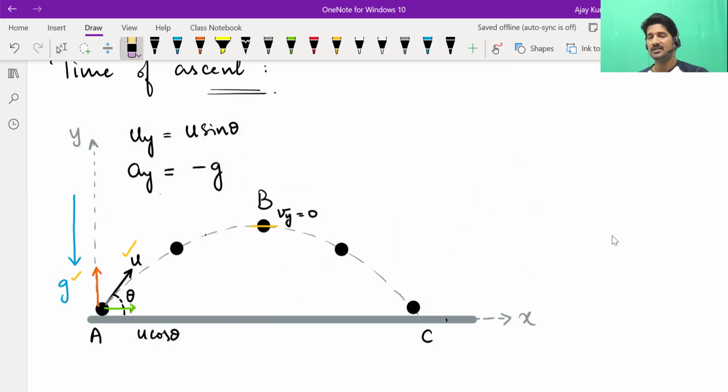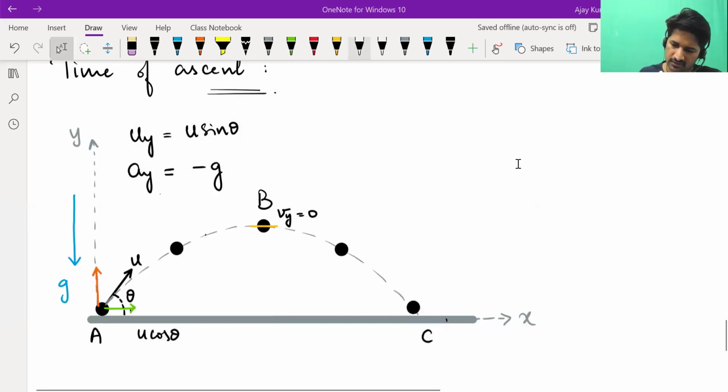No. Root of 2h by g is the time of descent. To fall by a height h, it takes a time root of 2h by g. The time of ascent will be in terms of the initial speed u. Try to recollect. Sir, u by g. U by g. Correct. So when all the velocity is in the y direction, I'll just draw that case here.